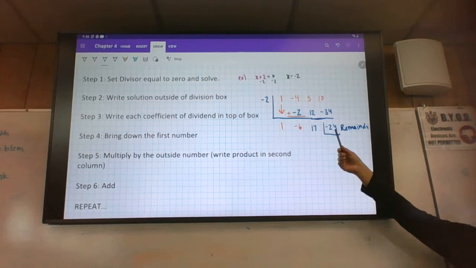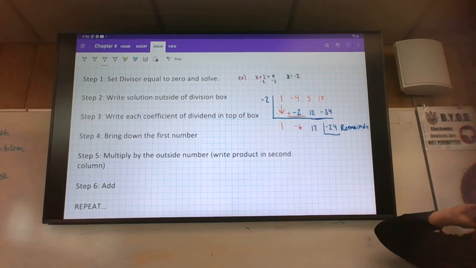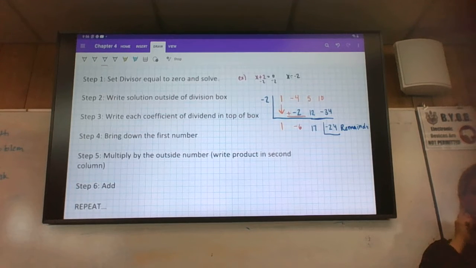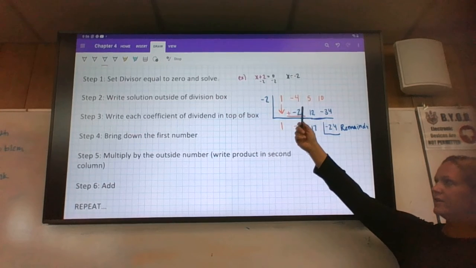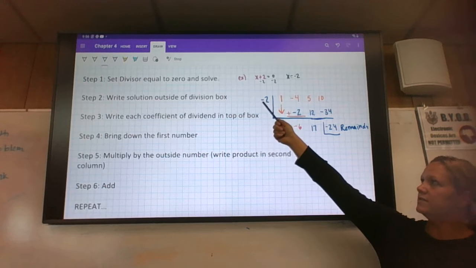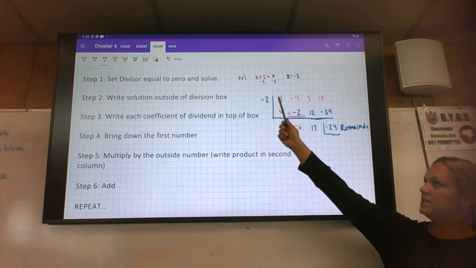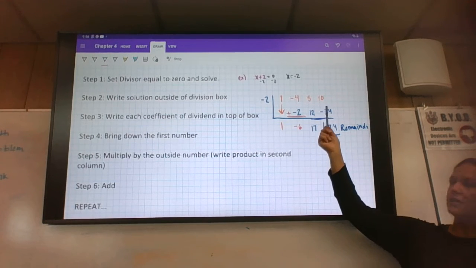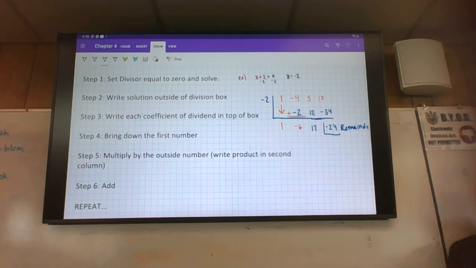So the number at the end will be the remainder after you repeat the process. Anybody have a question about this 12 maybe? So I did -4 minus 2 and got -6. -6 times -2 is 12. And then I added. 17 times -2 is -34. And then I added, and then it's done. That's the remainder. So you solve for x before you start the division? Right.